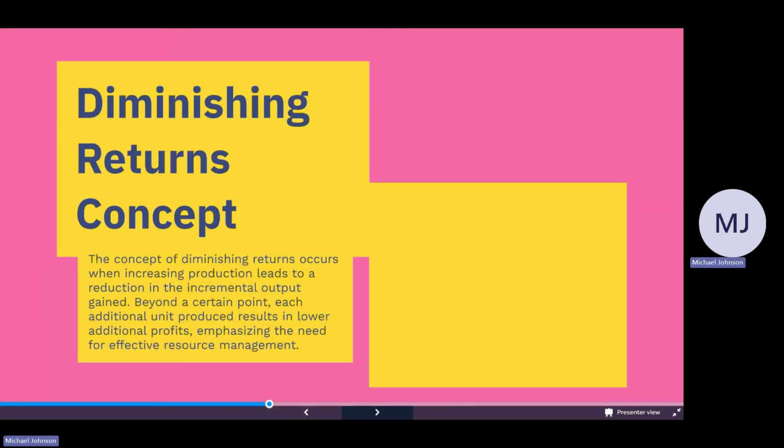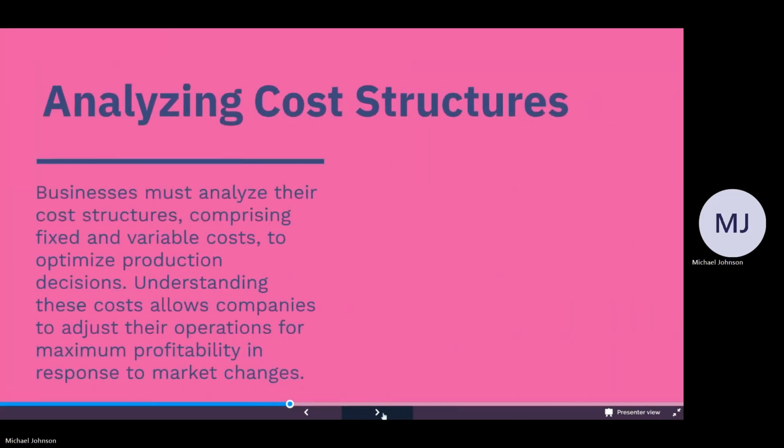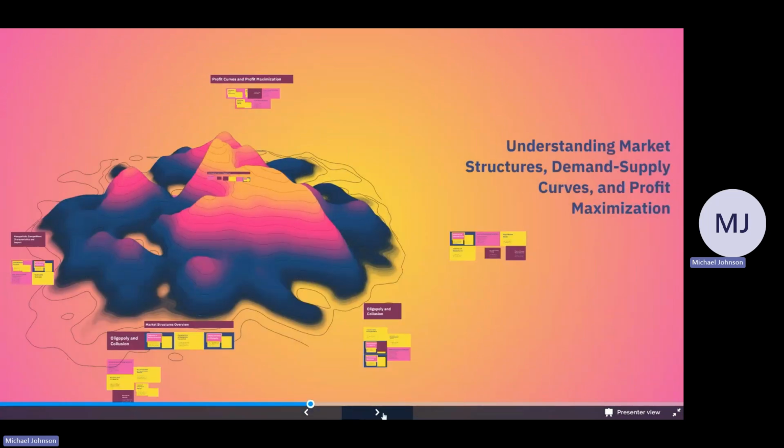Diminishing returns concept. The concept of diminishing returns occurs when increasing production leads to a reduction in incremental output gained. Beyond a certain point, each additional unit produced results in lower additional profits, emphasizing the need for effective resource management. Analyzing cost structures. Businesses must analyze their cost structures, comprising fixed and variable costs, to optimize production decisions. Understanding these costs allows companies to adjust their operations for maximum profitability in response to market changes.